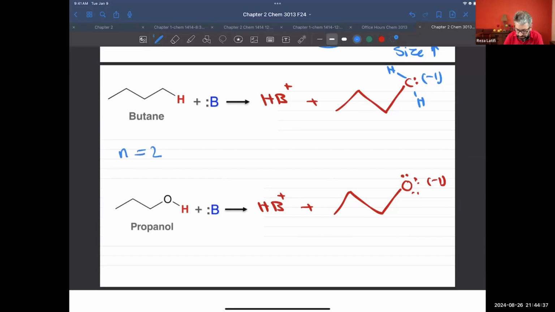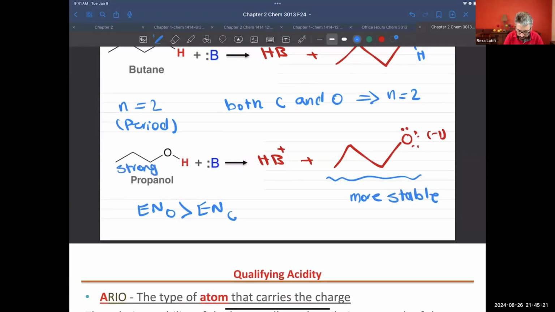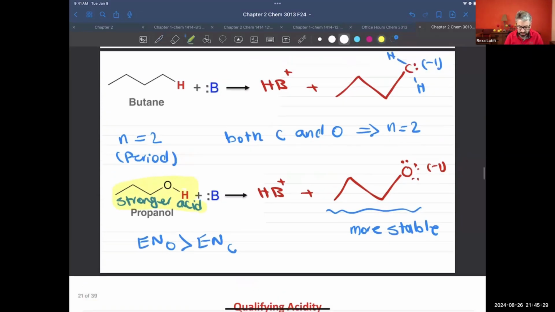Carbon belongs to the second period, and oxygen as well. So both carbon and oxygen belong to n equal to 2, the second period. In this case, if you're dealing with elements that belong to the same period, go with electronegativity. The one that has higher electronegativity is more stable. Oxygen has higher electronegativity than carbon. That means this one is more stable, meaning a stronger acid. So I figured that this one is going to be a stronger acid than butane.